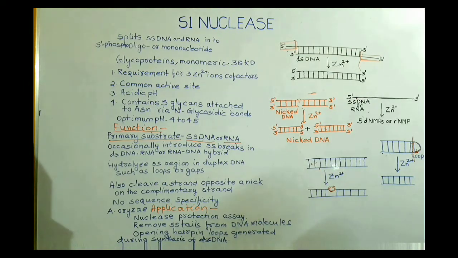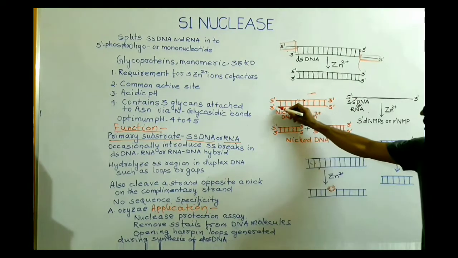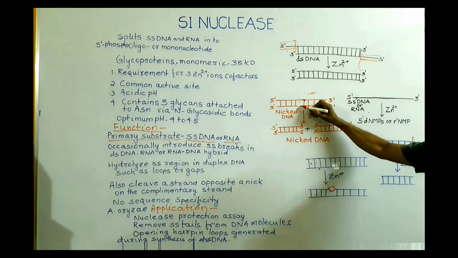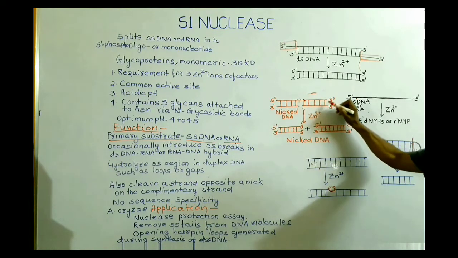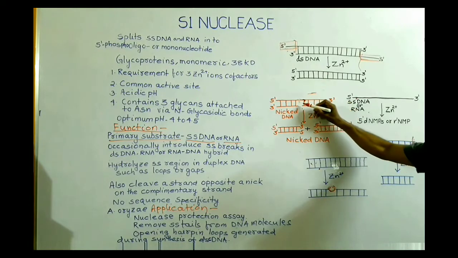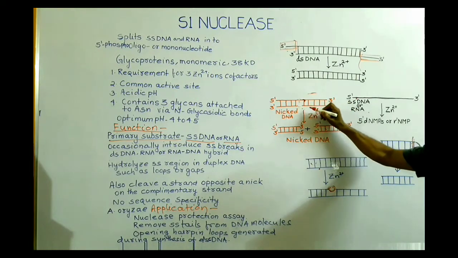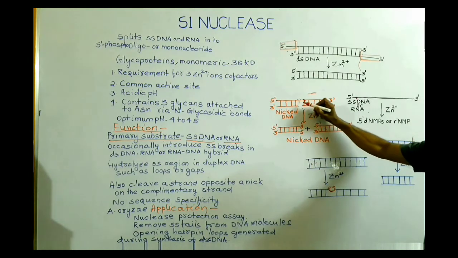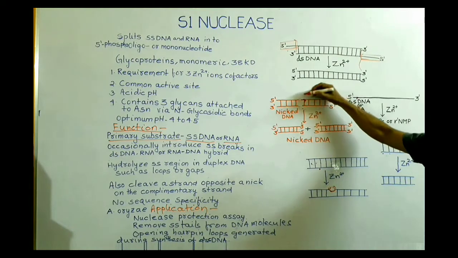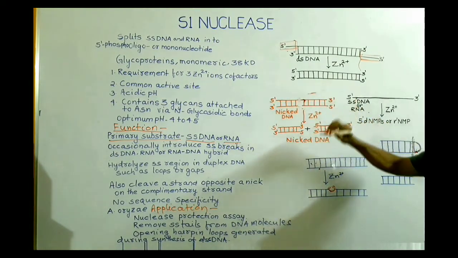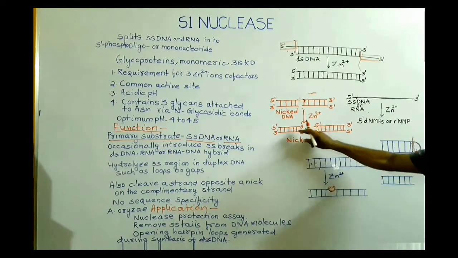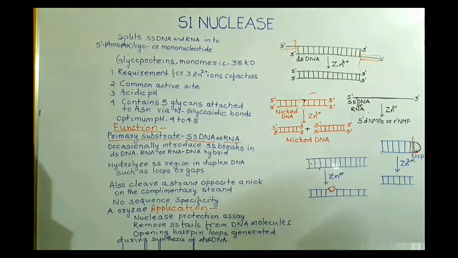This enzyme also cleaves a strand opposite a nick on the complementary strand. In this diagram, in this strand there is a nick. This is the nick and this is the complementary strand. So in such a double-stranded DNA in which there is a nick in one strand, S1 nuclease can cleave the complementary DNA opposite to the nick. That means at this point this enzyme can cleave. So two DNA molecules will be formed.